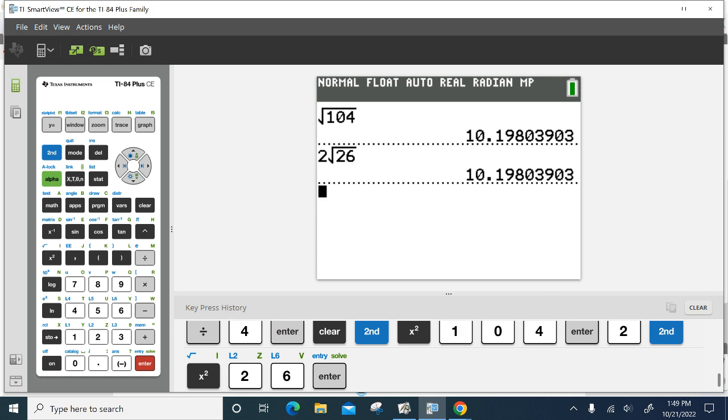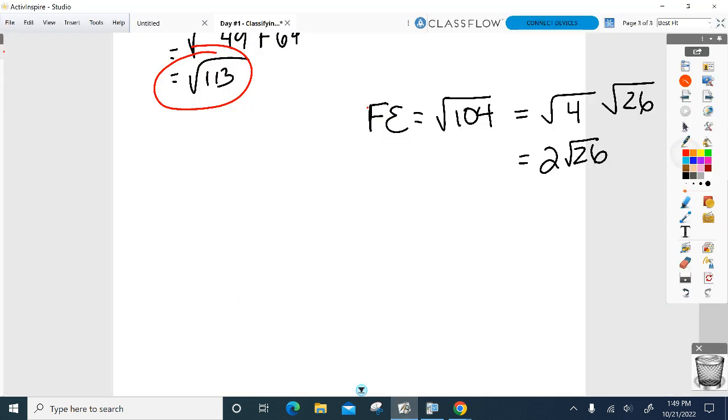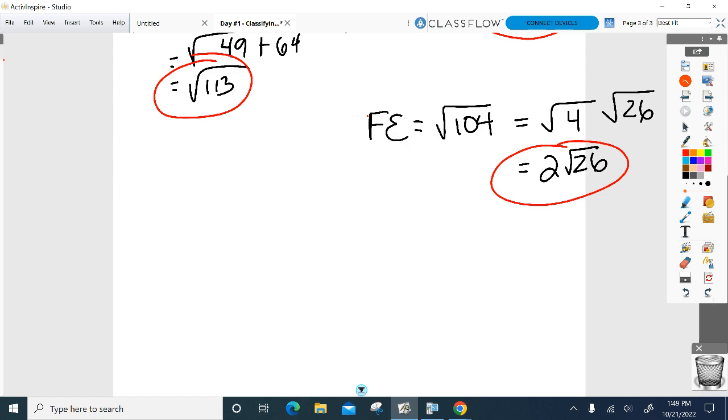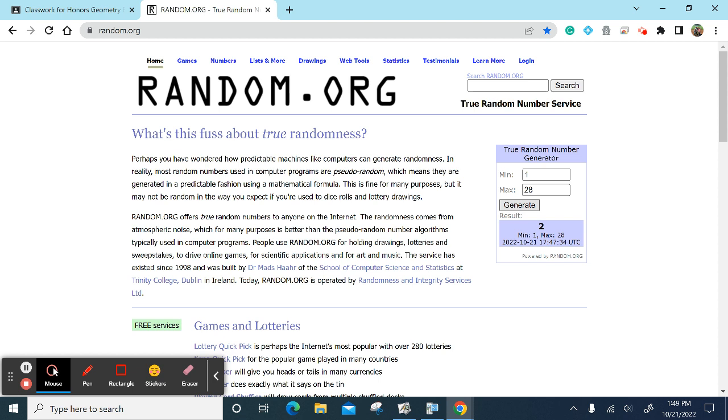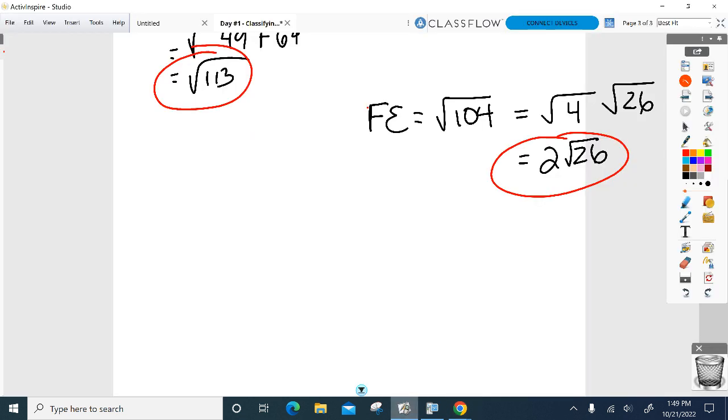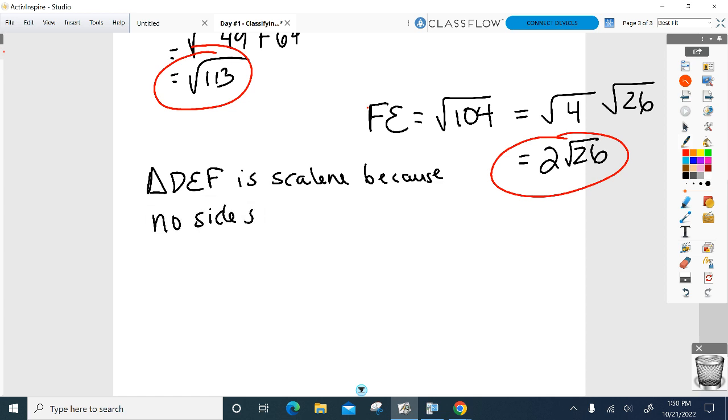All right? All right, so we got all 3 sides now. Let's look at all 3 sides. 2 square root of 26, square root of 113, and 3 square root of 5. This triangle has to be what type based on those three sides? Scalene, why? None of the sides are equal. Okay, so here we go. Triangle DEF. Let's start using this notation. Is scalene because no sides are equal. You can put congruent if you want.